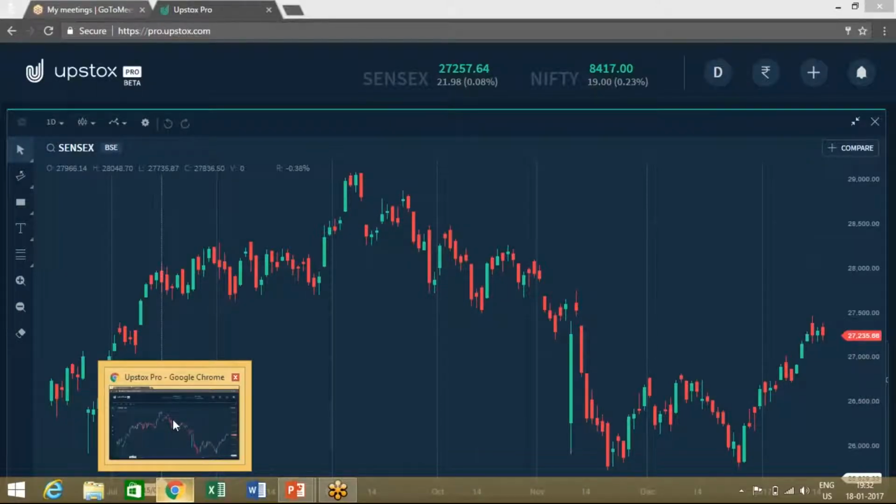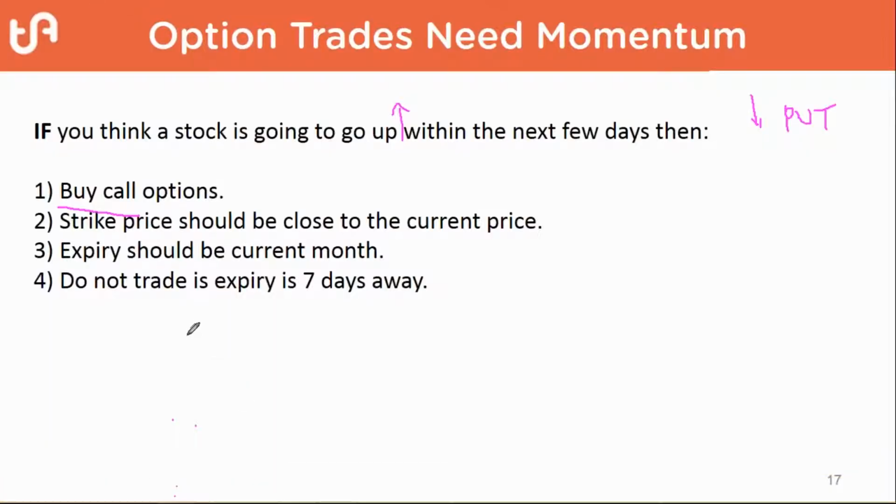okay, let's say this is Sensex. Okay, let's say a particular stock is trading at 542. So would you choose a strike price of 540 or 550? Okay, Dakshay says 540. And why is that? Why would you choose 540 not 550?